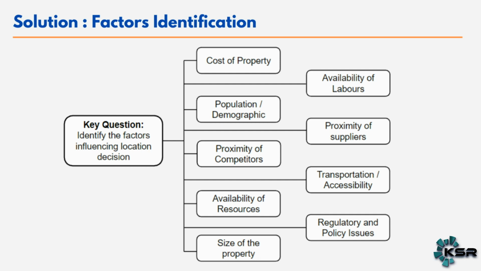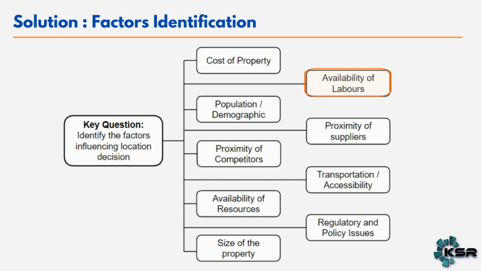Now we know the steps. Let's start with the first step, which is identifying the variables to solve the key question. In our use case, the key question will become identifying the factors that influence the location decision. So the first factor will be the cost of the property. We do not want to pay higher rent or the highest cost for the property. So the lower the property cost, the higher the chances of selecting it.